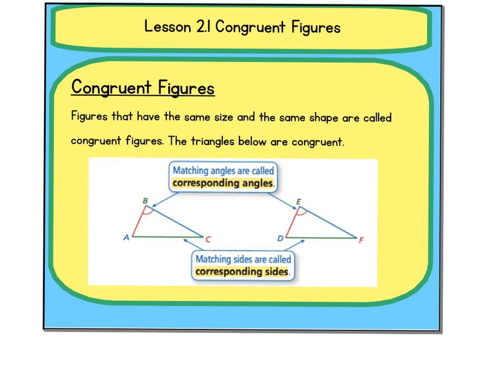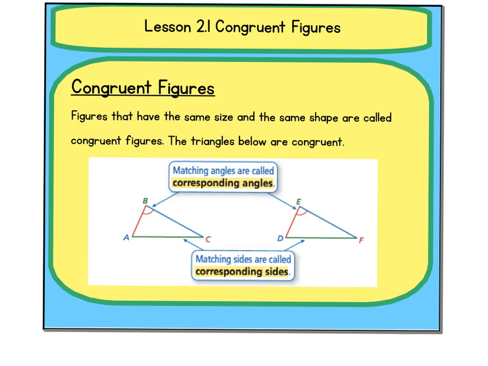For the beginning of Chapter 2, we're going to be talking about congruent figures. Congruent figures are figures that have the same size and the same shape. So, for example, down below, the triangles that are shown are considered to be congruent. And what that means is the corresponding angles and the corresponding sides are the same measurement.